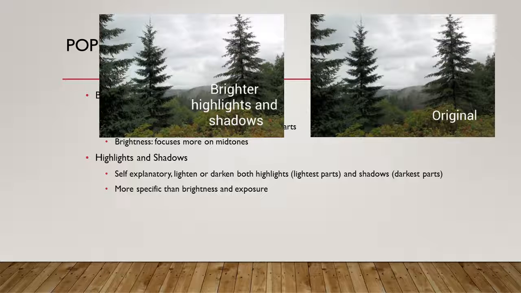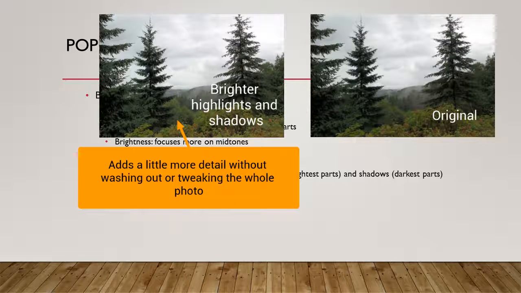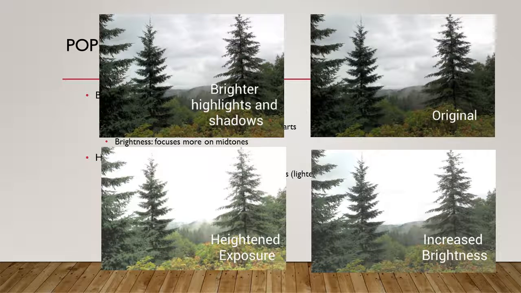So sometimes this works, for example, if you have a lot of dark greenery, if you're shooting in a forest or something like that, and you'd like to lighten some of those shadows to give just a little bit more detail to that greenery, you might want to lighten those darkest parts, so lighten up the shadows a little bit. This is just a little bit more specific than brightness and exposure. So rather than lightening the brightest parts or making the whole image a little bit brighter, this is going to either brighten or darken those very specific parts of your photo.